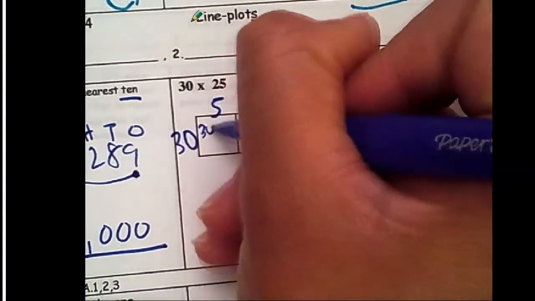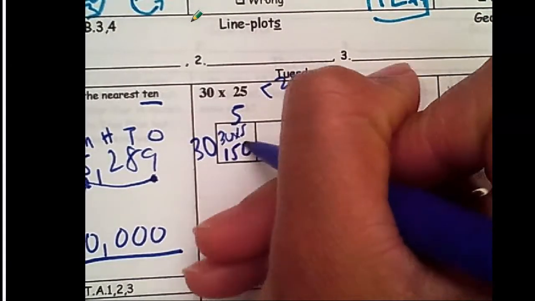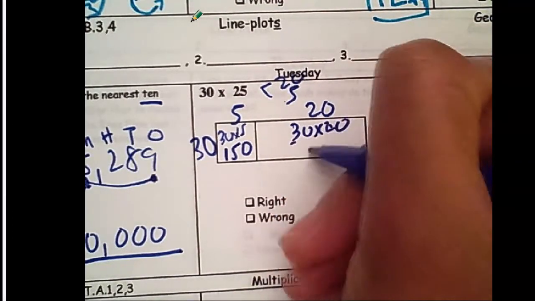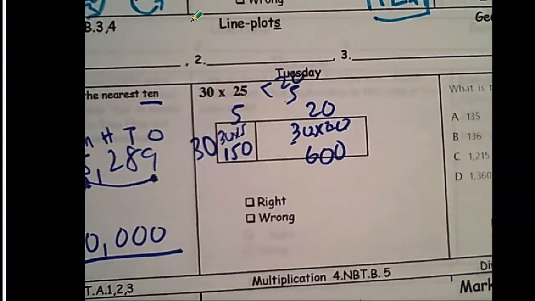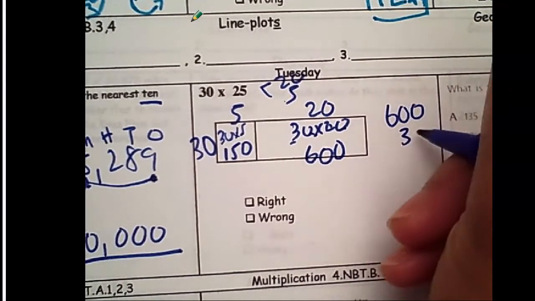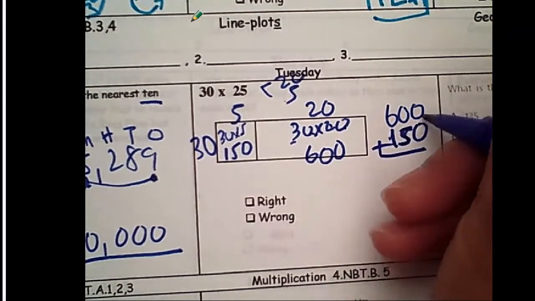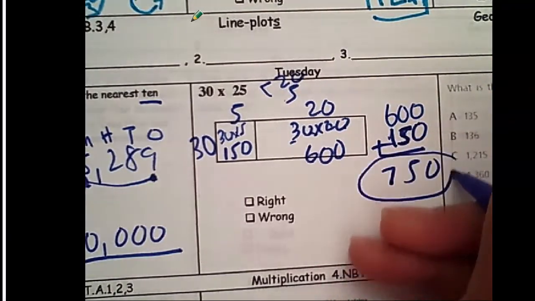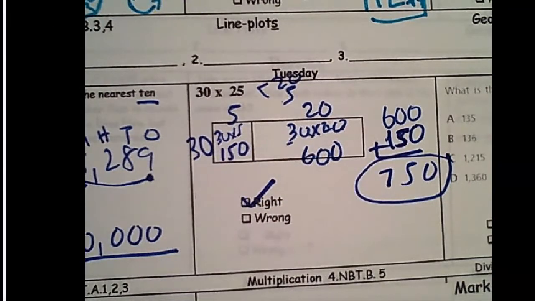So now I'm finding the area of each of these rectangles. So I'm going to do 30 times 5. 3 times 5 gives us 15. And I'm going to add a 0, so we get 150. And now we have 30 times 20. 3 times 2 gives us 6, and we're adding 2 zeros because in reality we're multiplying 30 times 20. Okay, let's go ahead and line up our partial products and add them up. So we get 600 plus 150. And when we add those up, we get 750 as our final product. Go ahead and give yourself a check if you're right, or make any revisions if you have to.